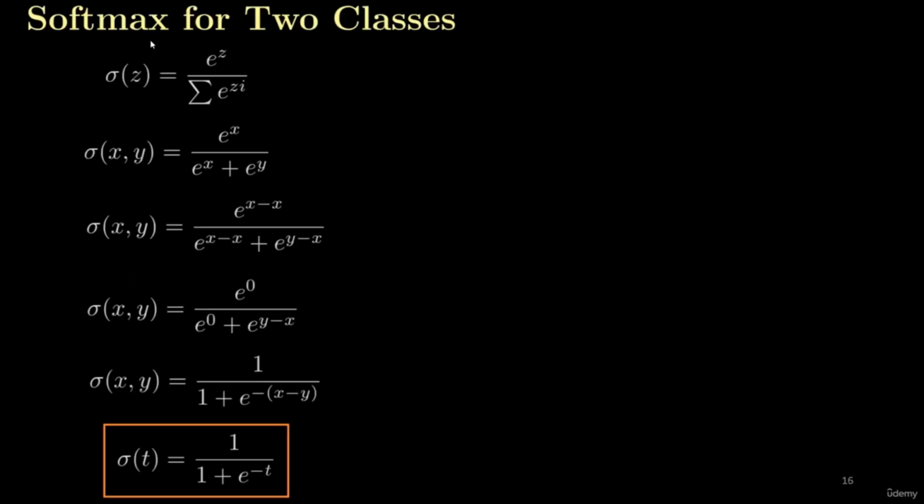Now here is a proof that if we use the softmax function for two classes, it will be equal to the sigmoid function. So this is the equation of a softmax function. Now suppose we have two classes, x and y. For the first value, I am using e^x, and this is the sum of exponents. So this is my individual value, and this is the sum of exponents. This is the numerator of the equation, and this is the denominator of the equation.